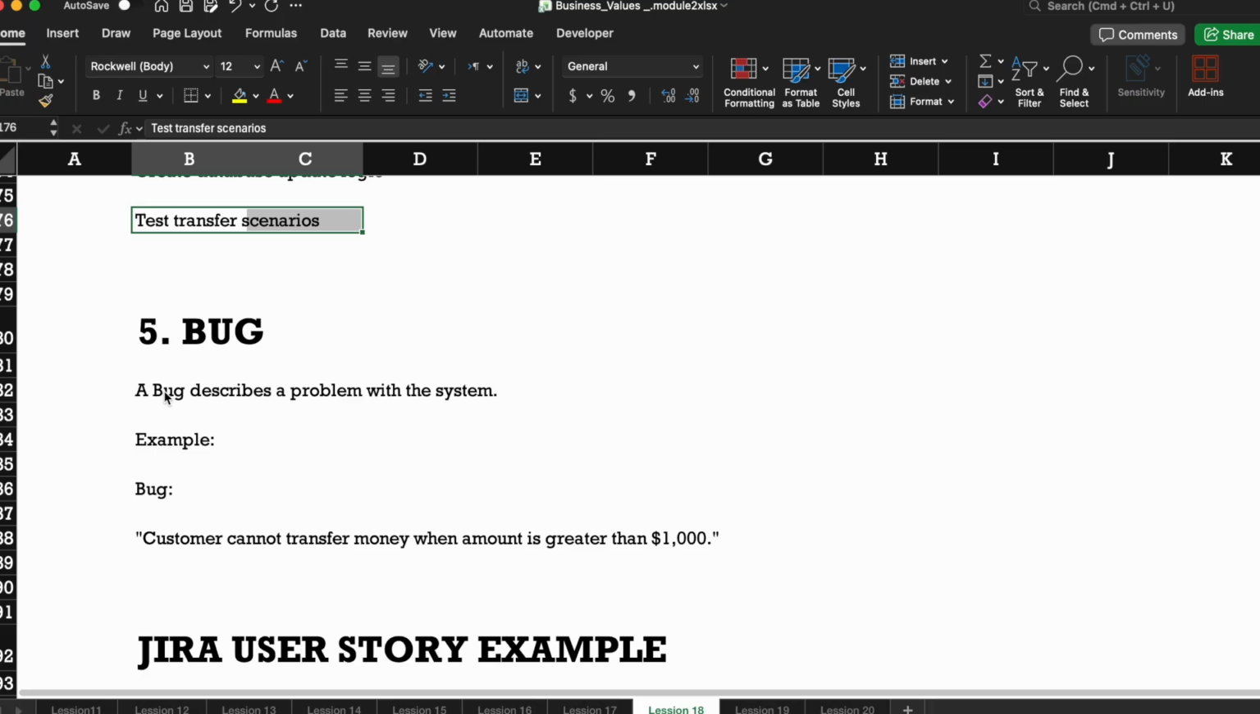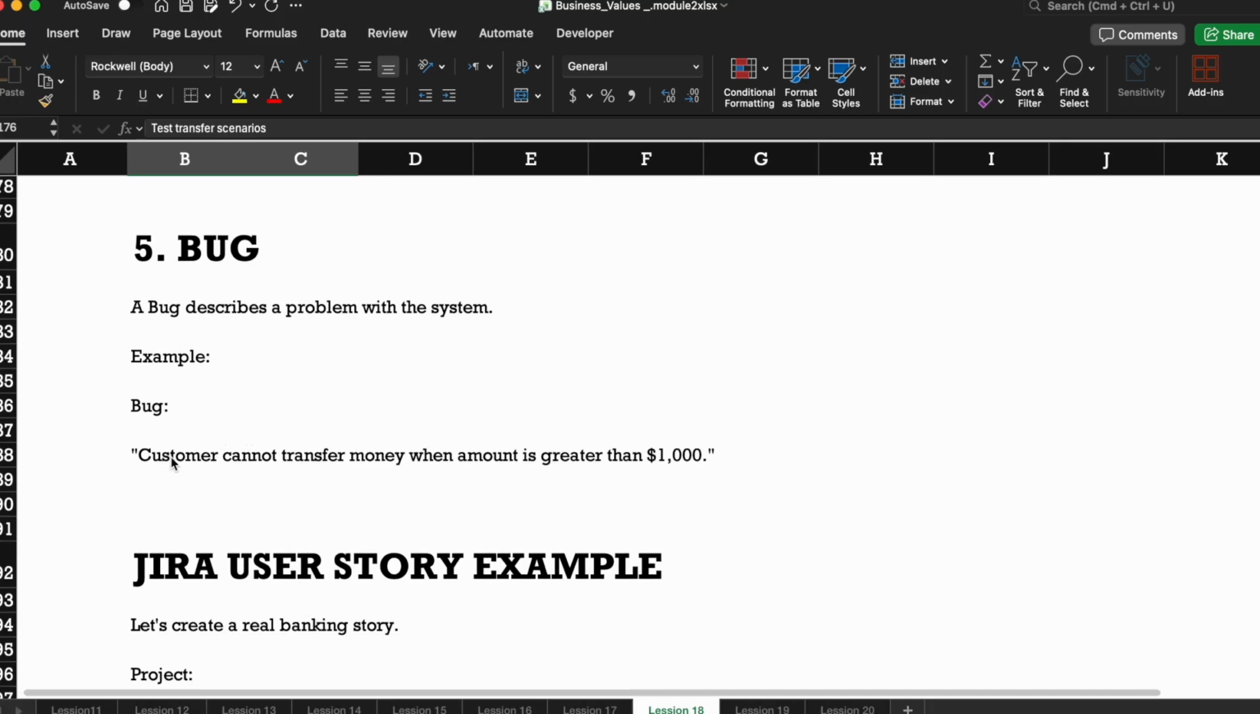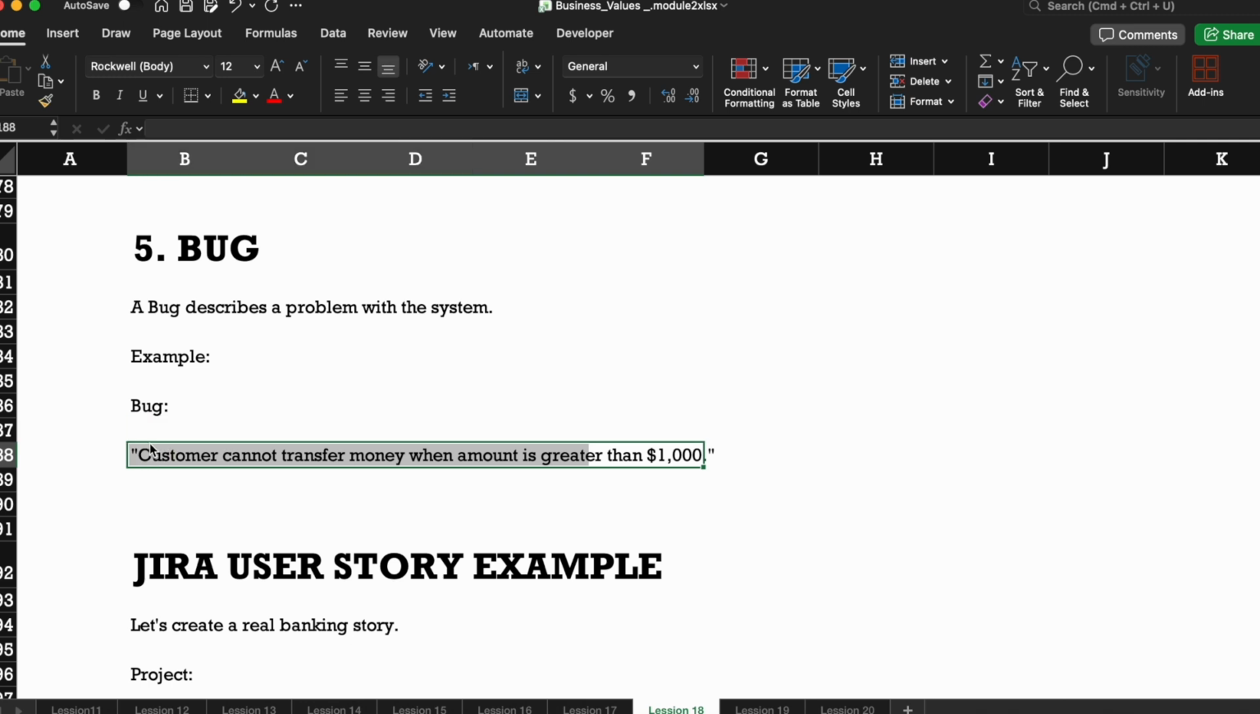A bug describes a problem with the system. Example, bug: customer can transfer money when the amount is greater than 1000, right? So this is one example.